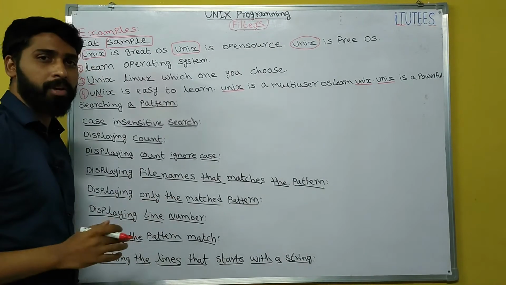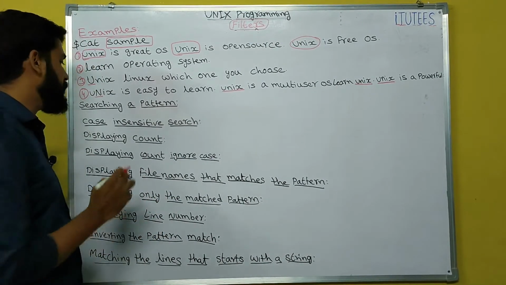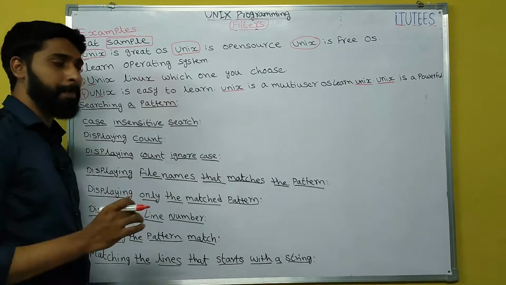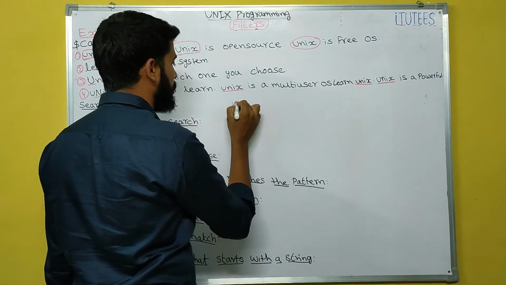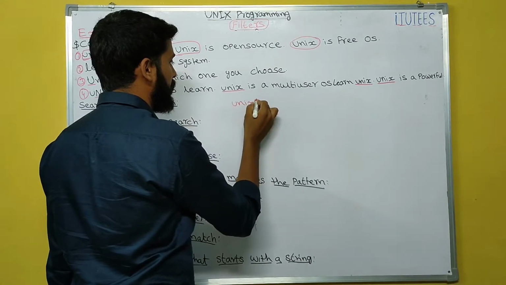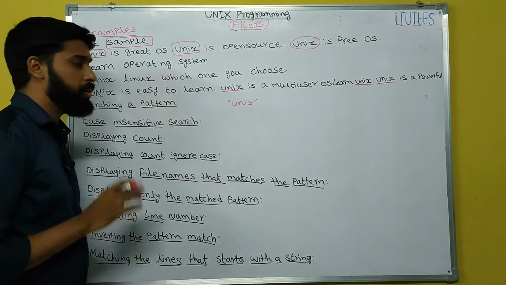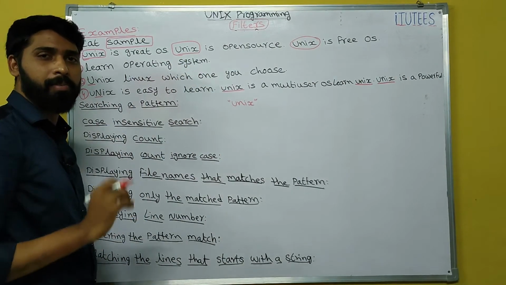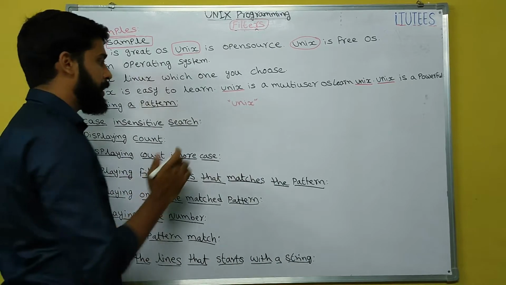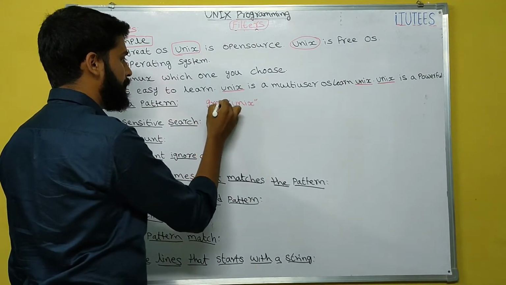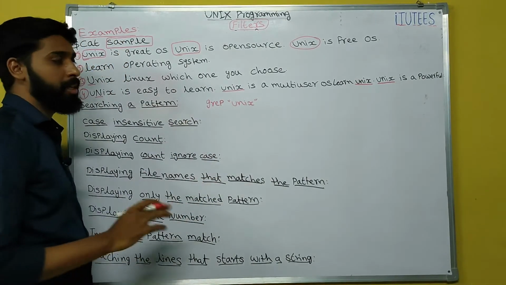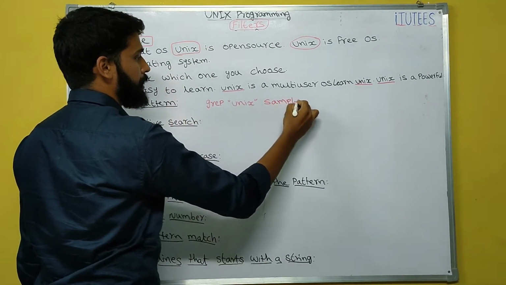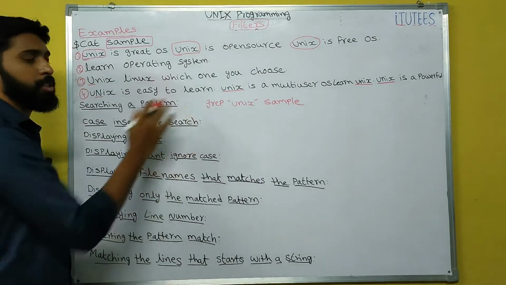So now we are going to see some different examples. The first one, searching a pattern. For example here the pattern is Unix, all small letters. Now if the pattern is matched with any line, that line will be displayed. That is the purpose of grep command. That means grep, Unix is the pattern and the file name is sample. So what is the expected output?